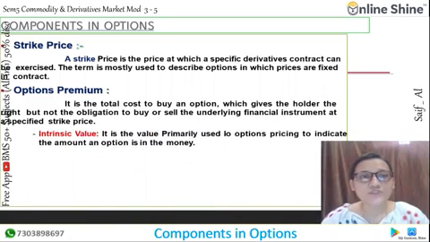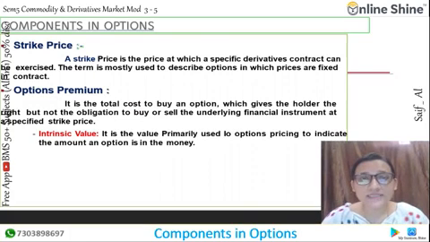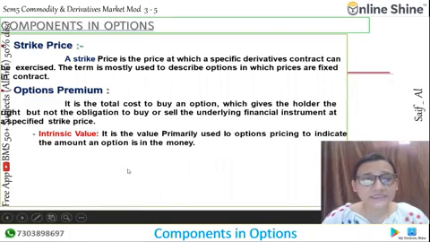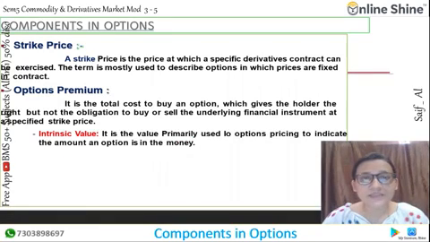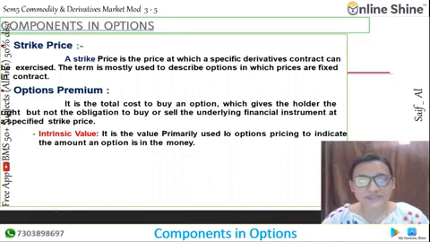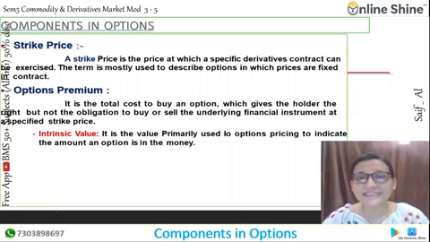Now in this option premium there are two values. The first is intrinsic value. Intrinsic value is the primary component of option pricing, indicating the amount the option is in the money. So what is in the money? In the money means that the market price is higher than the spot exercise price, the strike price. So that is called in the money in the call option.